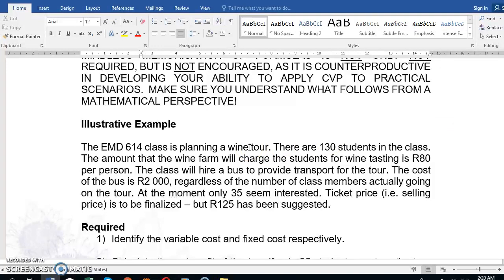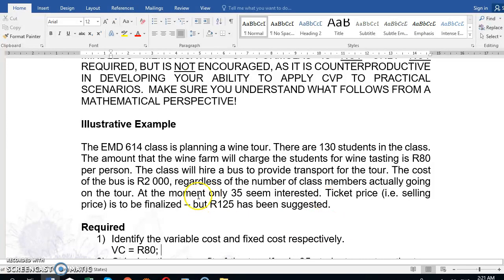Just a reminder, variable cost is a cost that changes with production, or in this case our production or sales volume is the number of students. So the variable cost will effectively be those costs that change with the number of students going on this tour, i.e. you can take the cost and multiply with the number of students. Clearly you can see the 80 rand would be a variable cost because that's the cost the wine farm will charge, and the more people go on the tour, the more we will multiply that 80 rand with the number of people. So the variable cost is going to be 80 rand.